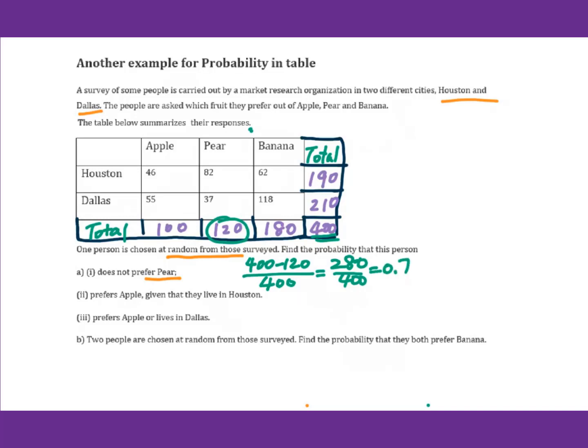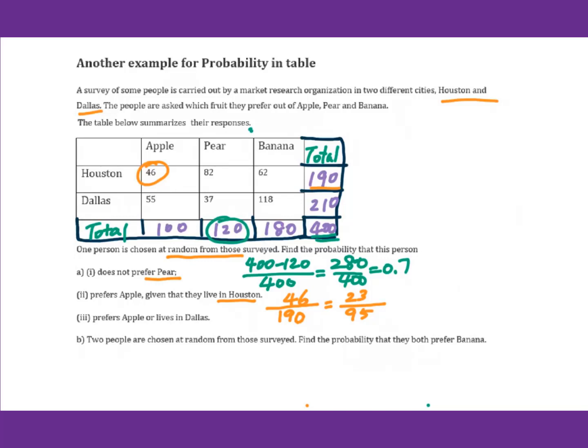For second, prefers Apple given that they live in Houston. That is 190 people live in Houston. Given that, go to denominator. So we have 190 as denominator. Among 190 people who are living in Houston, how many of them prefer Apple? 46. Reduce, you will get 23 over 95.